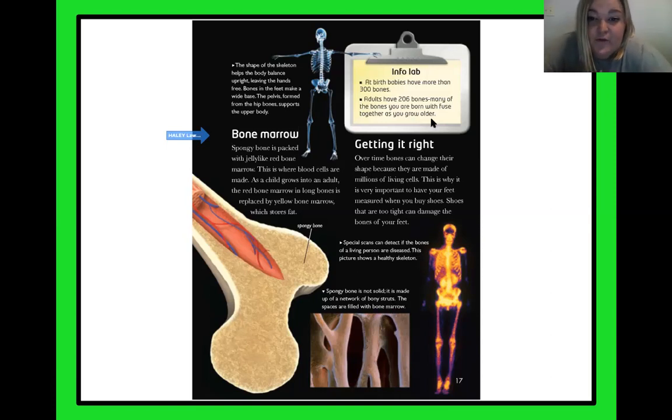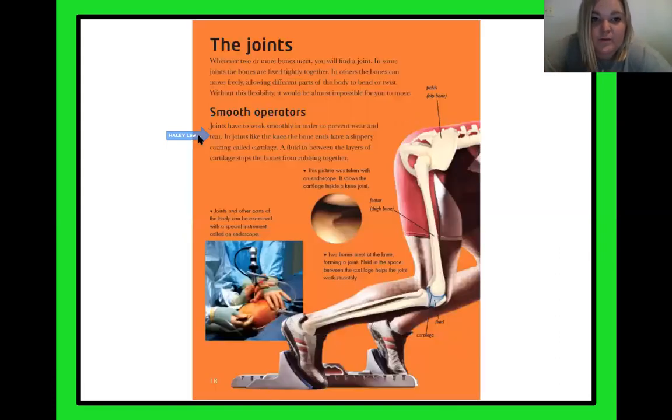Info lab. At birth, babies have more than 300 bones. Adults have 206 bones. Many of the bones you are born with fuse together as you grow older, so they kind of come together and form just one bone. The joints, we learned about this in our other book, right? Wherever two or more bones meet, you will find a joint. In some joints, the bones are fixed tightly together. In others, the bones can move freely, allowing different parts of the body to bend or twist. Without this flexibility, it would be almost impossible for you to move.